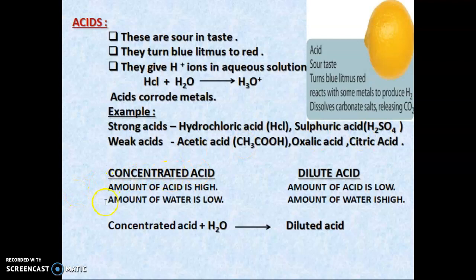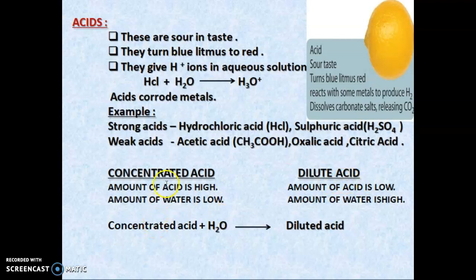Concentrated acid. Concentrated acid means the amount of acid is high and the amount of water is low. So that acid we call a concentrated acid. Dilute acid: the amount of acid is low and the amount of water is high. In dilute acid, the water is more when compared to the acid. And that acid we call a dilute acid.